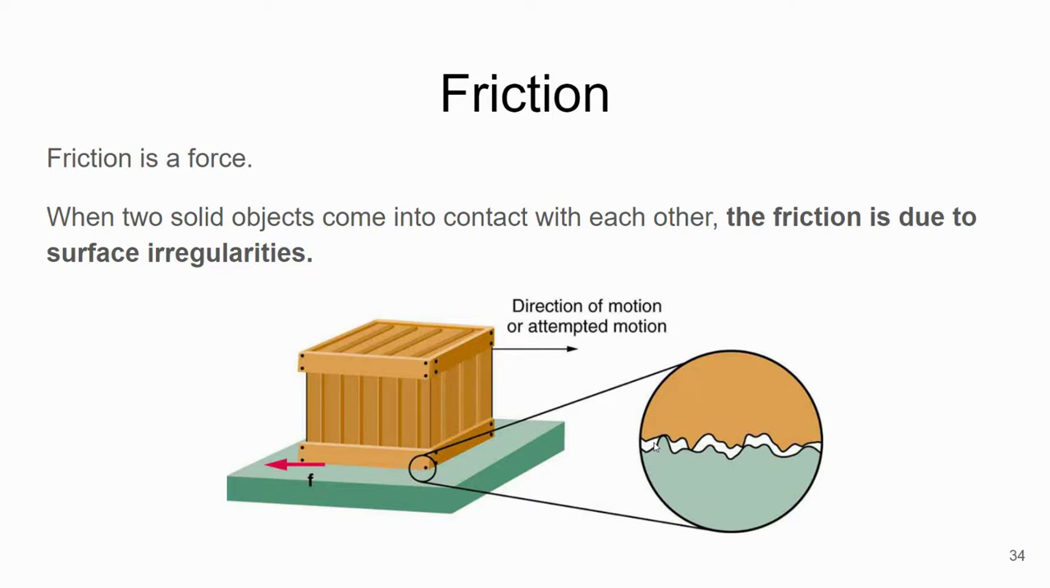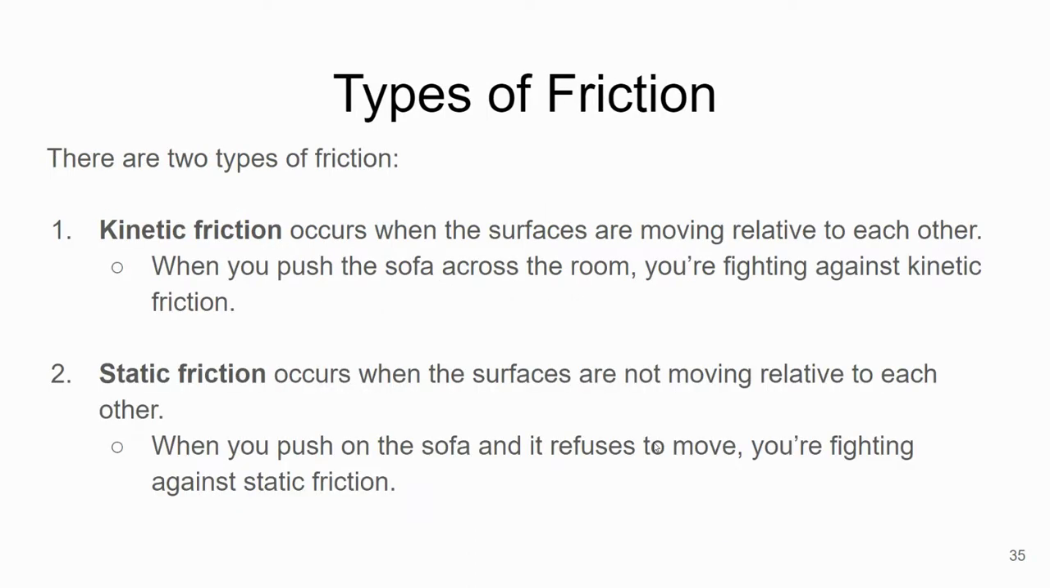So it does get very messy. There's more to the story than this. But at this level, this is how we learn friction. We say that friction is due to surface irregularities. If you decide to major in physics and go into material science and things like that, you can learn the more sophisticated aspects of this. But for now, friction is due to surface irregularities. So we're going to deal with two types of friction.